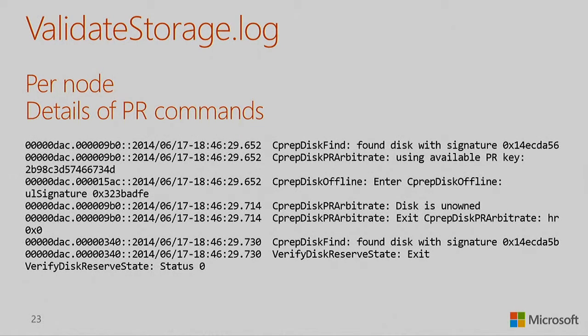And if you want to, you can look at our validate storage log. Here's a little bit of an example. It's per node, and it includes some details of the PR commands. In this case, we tried to PR arbitrate using a PR key. We offlined a disk with a signature, and we did some other arbitration steps there. Just as an example, if you run validate, you can open up this file. It's a big dump. You can see what's there and play with that.